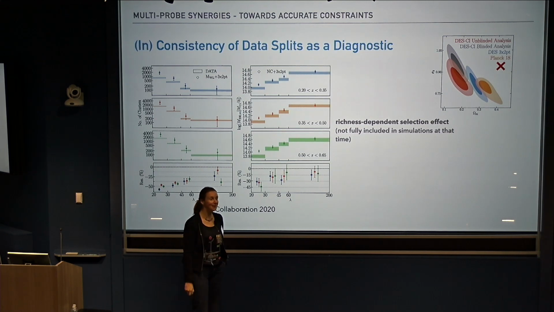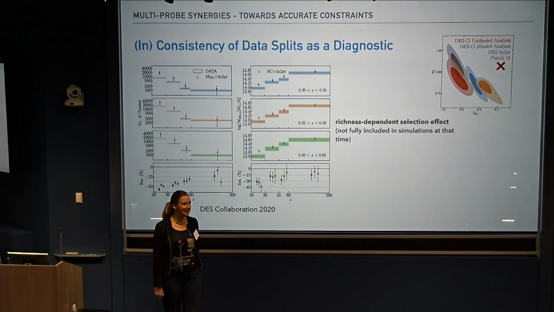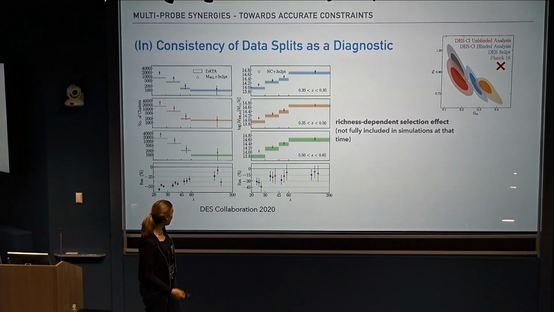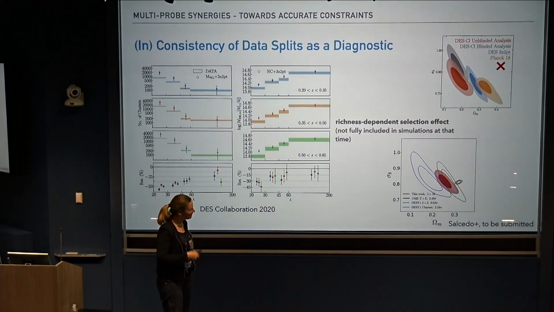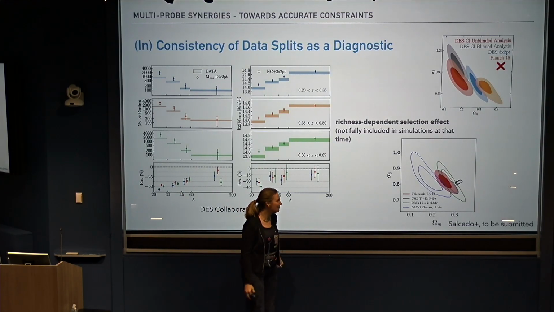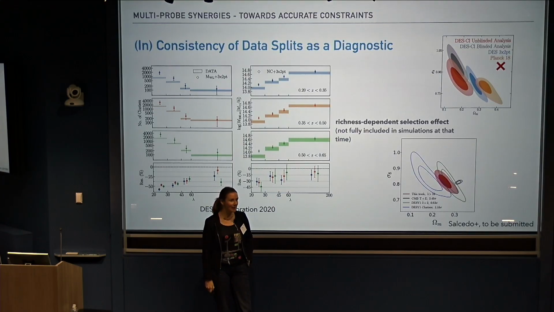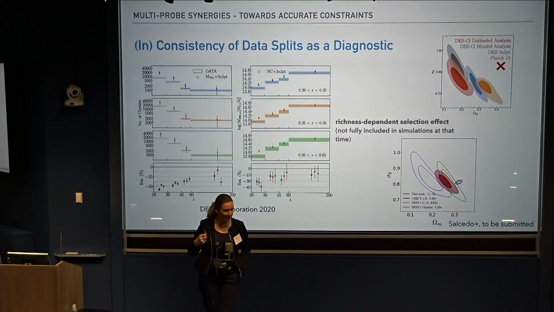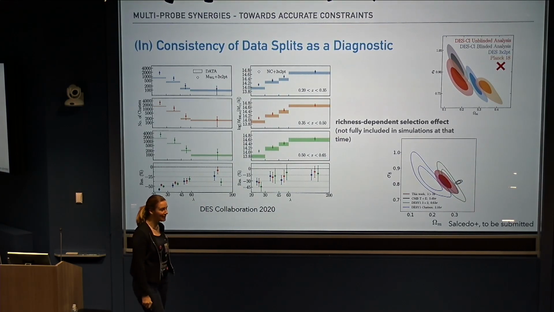And that's something that was not fully included in the simulations at that time. So of course, if it's not in your simulations, you can't validate it with mocks. We figured out what was going on in 2020, but it's taken until probably next week or so to get the update showing how to finally do this properly using a simulation-based forward model. So more than 5 years in the making to include this properly.